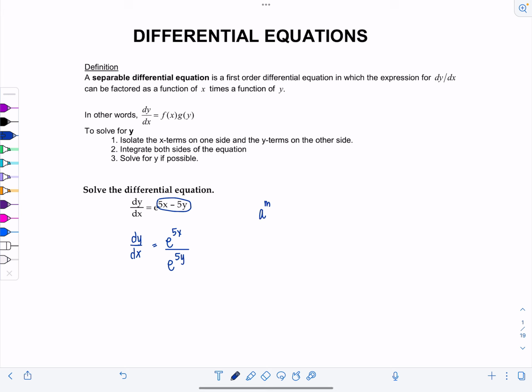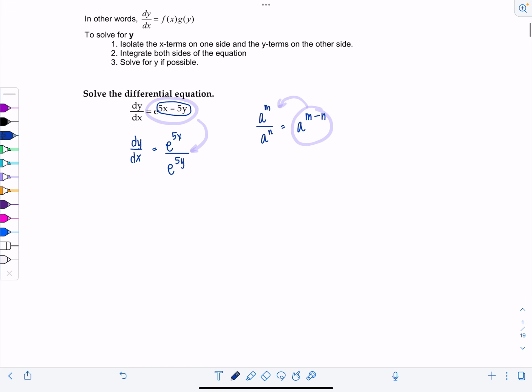a to the m over a to the n is a to the m minus n. That's usually how you learn your laws of exponents. So I started with the right-hand side like this and broke it up into division. Okay, now it's separable. Can you see it? Yes, we can see it, Professor V. Oh, good. So we're going to have e to the 5y dy equals e to the 5x dx.